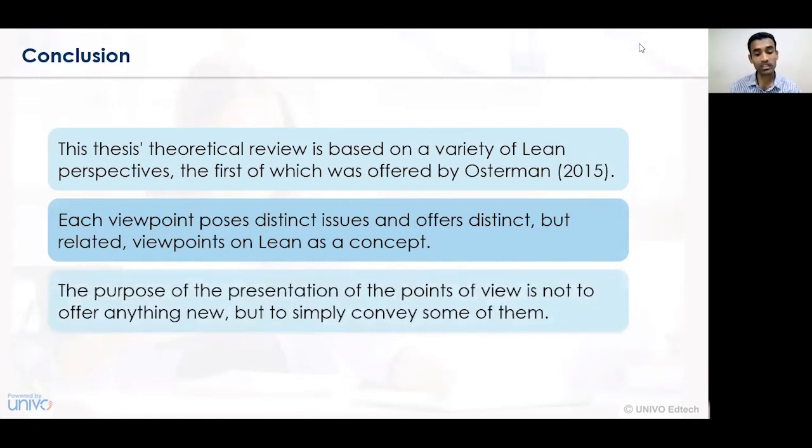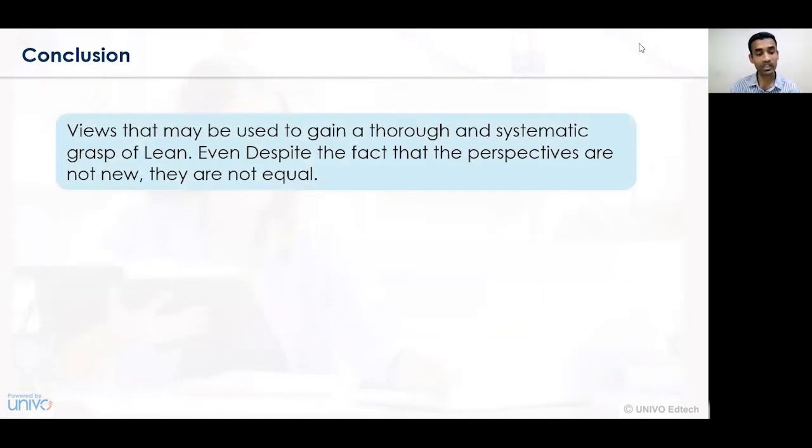So the purpose of the presentation of these particular points of view is not to offer anything new, but simply to convey some of them. That is how the various other factors are simultaneously important and how we consider all the factors in consultation or the simultaneous applicability of lean. It also focuses on how a thorough and systematic approach or grasping of lean factors can be considered, and the various factors or perspectives are not new and they are not equal.